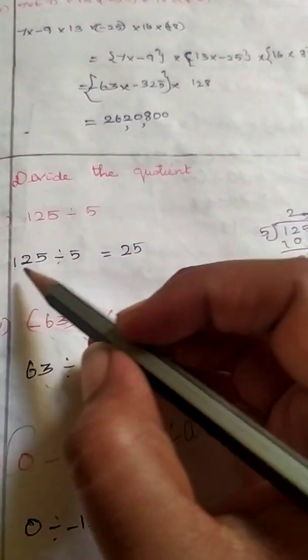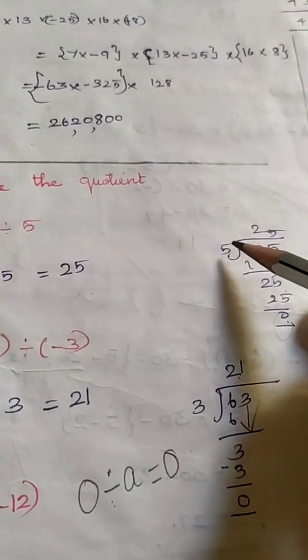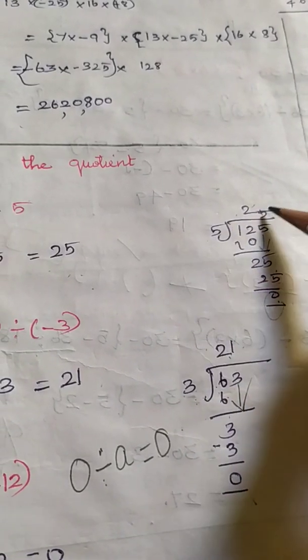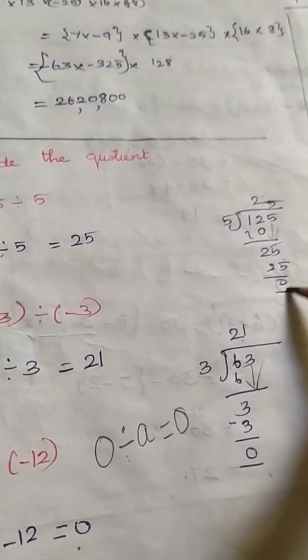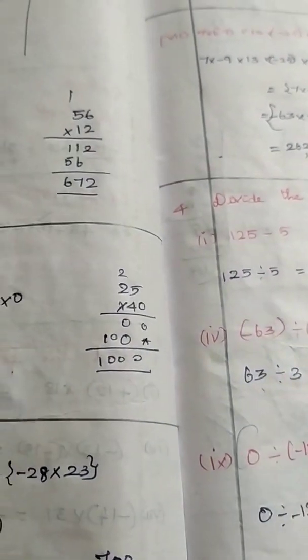Divide, the quotient. 125 divided by 5. How will you divide it? Normally. 5 2s are 10. Then remaining digit 5, 25. 5 5s are 25. Your remainder is 0. Quotient is 25. And check the symbol and write it.